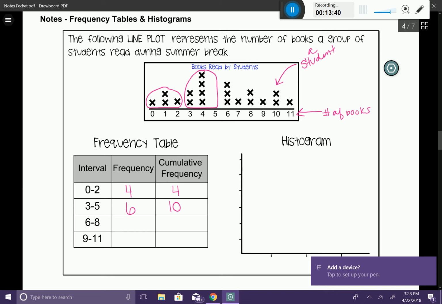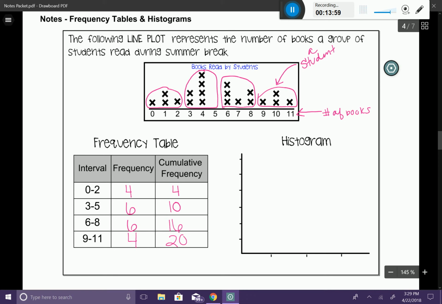Okay, then my third interval is 6 through 8, which is going to be these guys right here, which is going to be another 6, which is going to give me a cumulative frequency of 16, and then 9 through 11, these guys, which is going to be 4 again, which will take me up to 20. Okay, so let's go ahead and fill in our histogram.